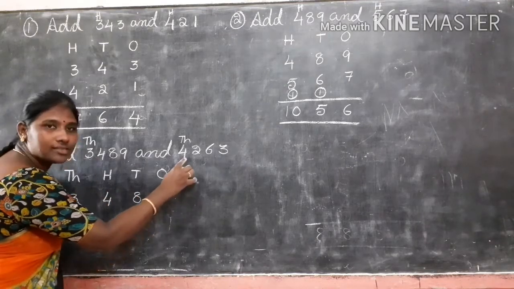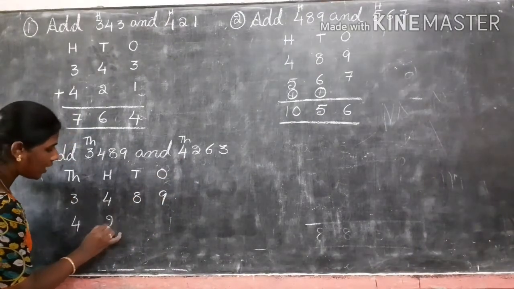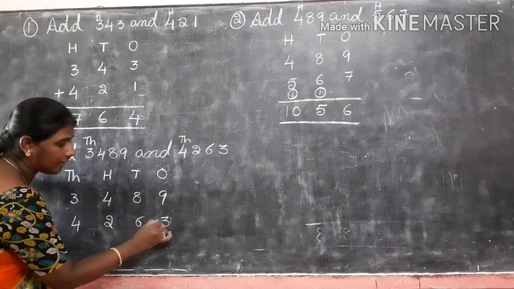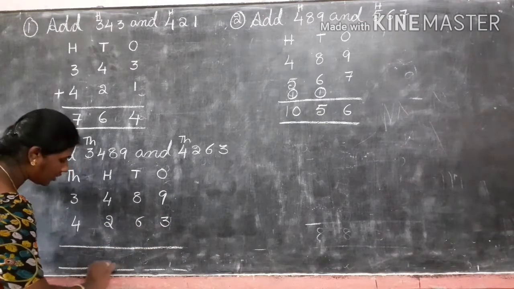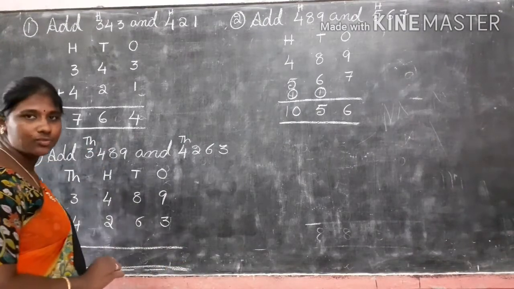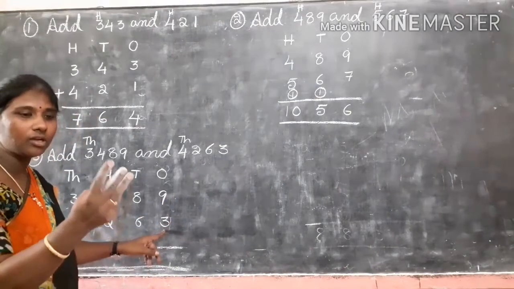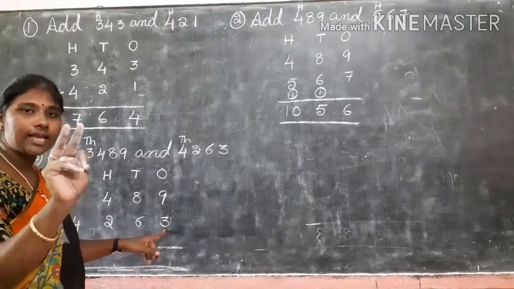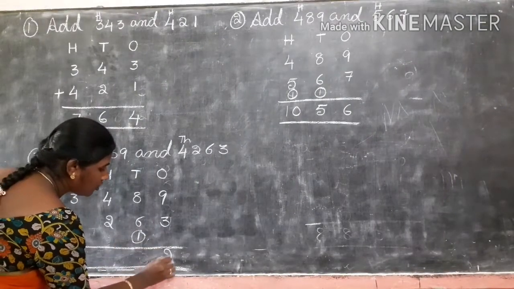3,489. This number also starts from the thousands place. 4,263. Now add these. What is the symbol for addition? Yes, the symbol for addition is plus. Now first take 9 with 3. Take 3 fingers. 9 after 10, 11, 12. So 1 here, 2 here.